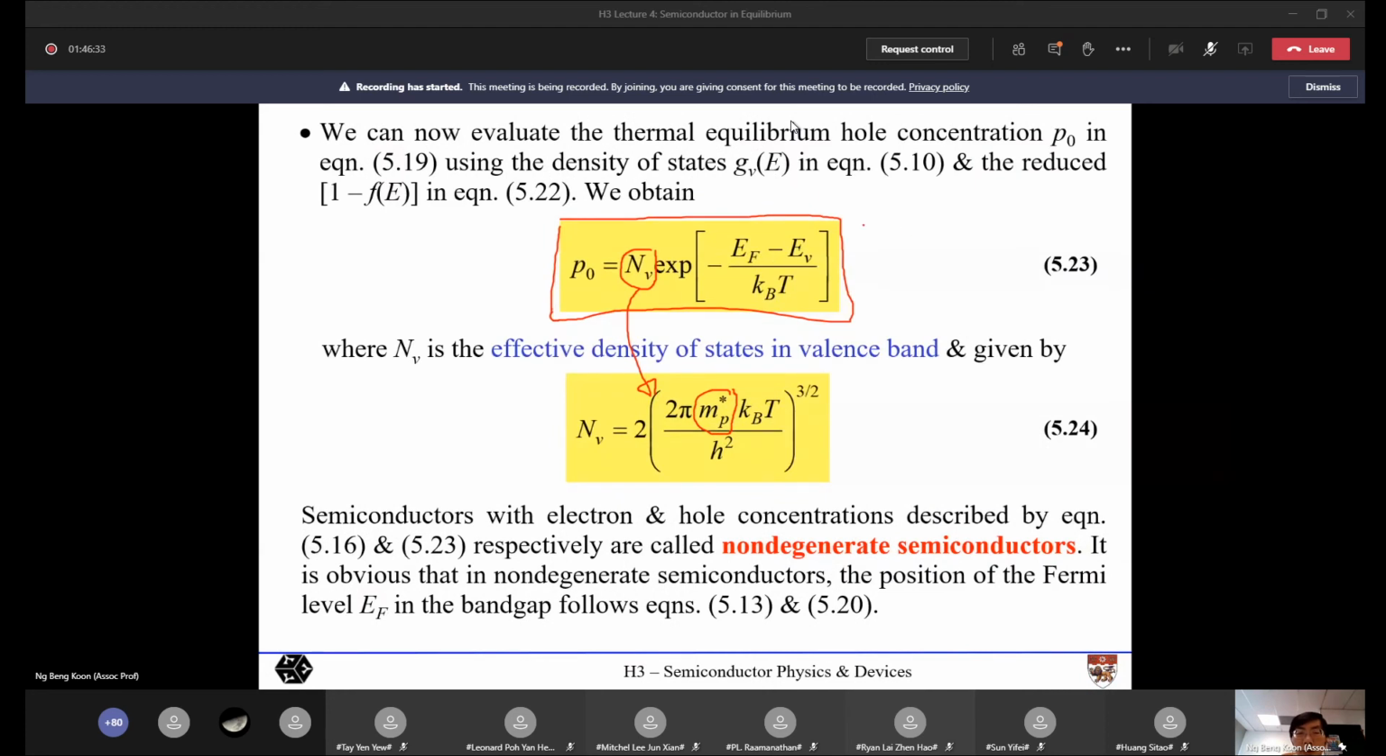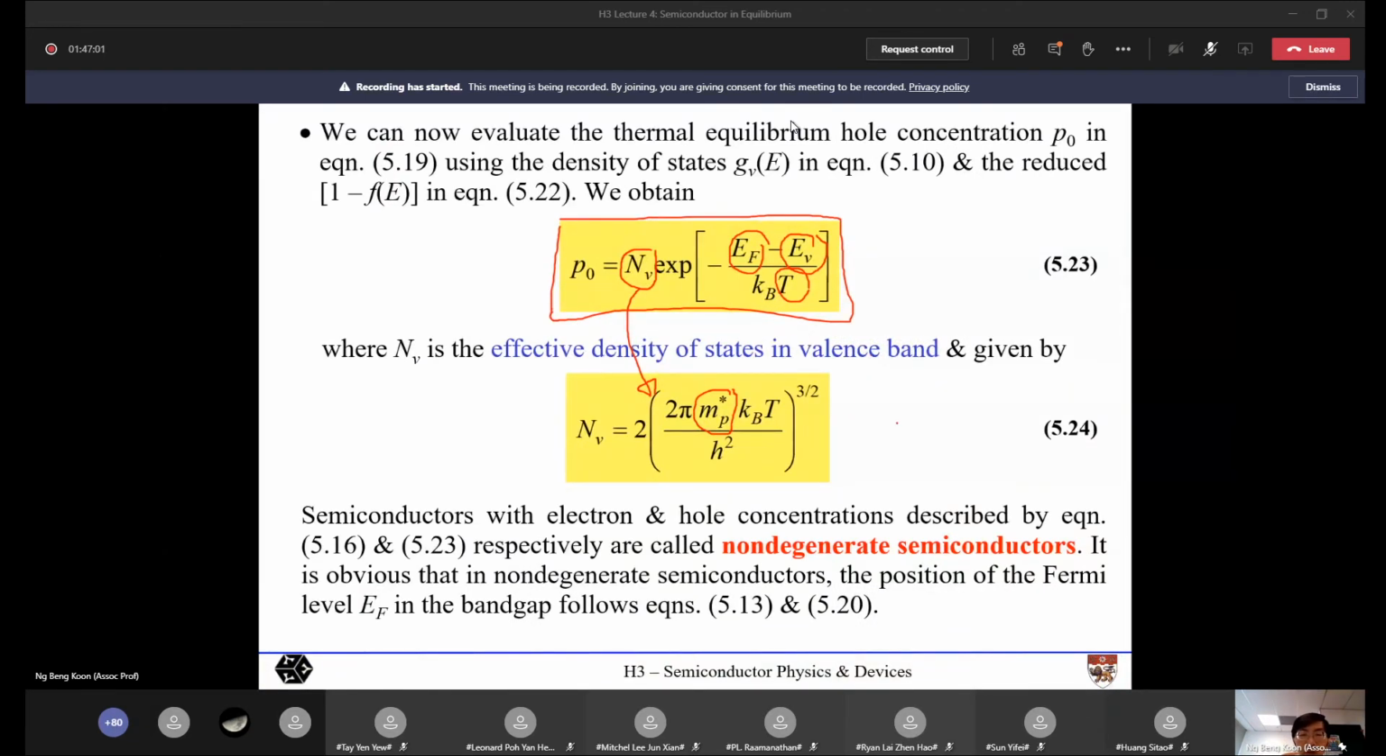So these two sets of equations allow us to calculate the electron and hole concentration in a semiconductor if you know the position of the Fermi level, and if you know the temperature that you're dealing with. The rest of it are constant. Kb is a constant. This EV is a semiconductor parameter. So all this you will know, and from there, you can calculate N0 and P0.